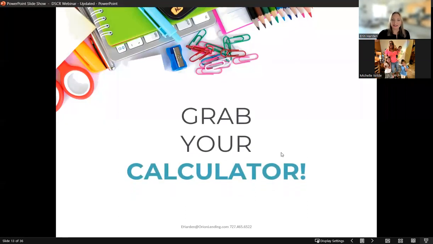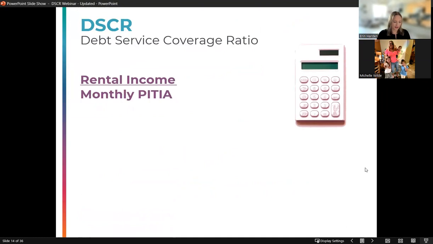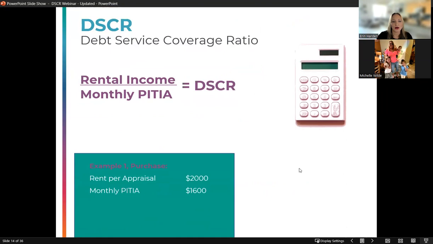So I want you guys to get a calculator if you have one, or grab your phone. We're going to do a couple of examples of how to calculate the DSCR ratio so that you guys are comfortable with it. So remember that to calculate the DSCR, we're taking rental income and we're dividing it by the full PITIA. So on example 1, let's say it's a purchase, and let's say the rent per the rent comp schedule on the appraisal is $2,000 a month, just to keep it simple, and the full payment is $1,600. You're going to divide 2,000 by 1,600, and that will give you 1.25, and that is your DSCR ratio on the loan.